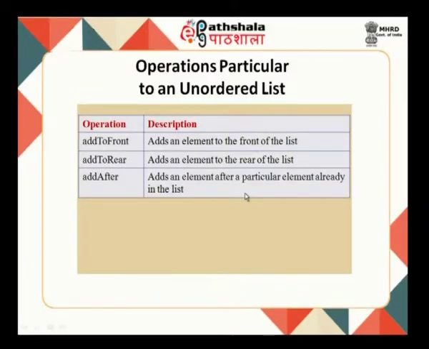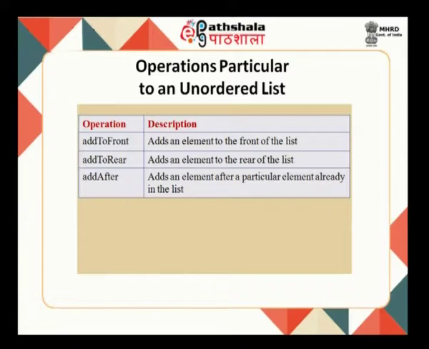Remember, we had a set of operations that are true for all lists, and then an add operation specified for ordered list. Here we have three operations that are specified only for unordered list. One is add to front. For an ordered list you cannot add an element to the front, because whatever element you add will come and be put in the correct position. But in an unordered list you can add anywhere. You can add to the front of a list, to the rear of a list, or after a particular element in a list. For example, if I want to add after 20, you can do that.